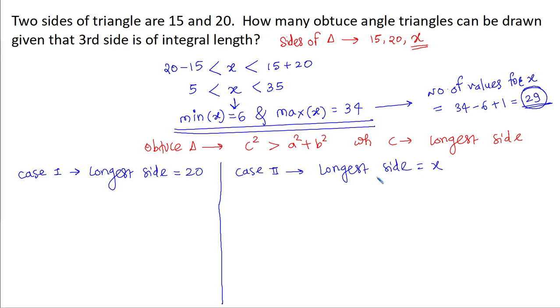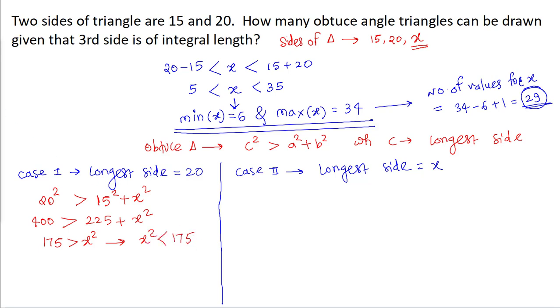Okay everyone, so for an obtuse angle triangle, the condition is what? In the first case, the longest side square, 20 square, should be greater than the sum of squares of the remaining two sides, that is 15 square plus x square. So let's solve this. 400 should be greater than 225 plus x square. From this, 400 minus 225 is 175, which should be greater than x square, meaning x square should be less than 175.